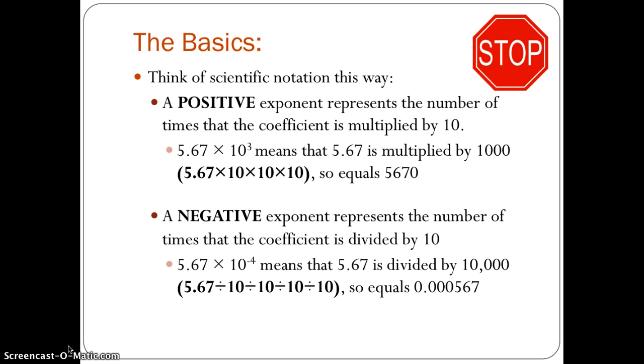So if you look at the first example, we have 5.67 times 10 to the third. The exponent is the third, and so all this means is that we multiply 5.67 times 10 times 10 times 10, and you can see the answer. A negative exponent is going to reflect the number of times that the coefficient has to be divided by 10. So if you have an exponent of -4, all you're doing is dividing by 10 4 times. So you're getting a smaller number. And really that's all there is to it.